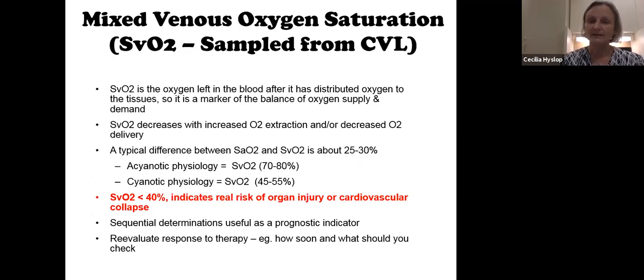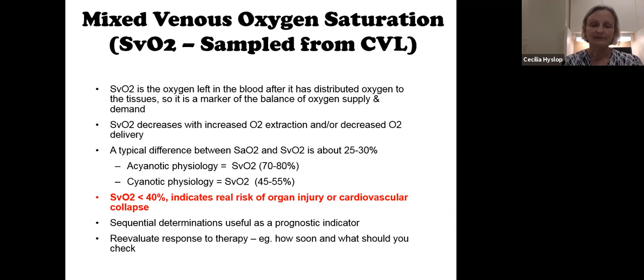We also take mixed venous oxygen saturations, which give us an intermittent reading. And so mixed venous oxygen saturation is the oxygen left in the blood after it has been distributed to the tissues. So it's a marker of balance of oxygen supply and demand. And so mixed venous oxygen saturation decreases with increased oxygen extraction or a decrease in oxygen delivery. So either of those components affects the mixed venous that you get back.